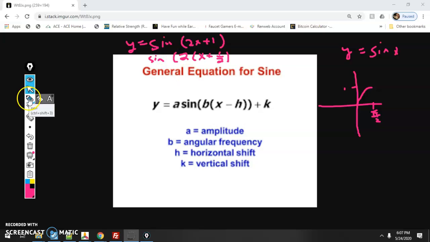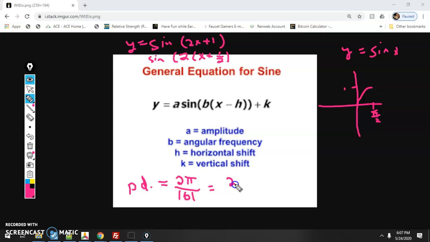B is the angular frequency, and what that tells you, that's the angular frequency every 2 pi. It's a little bit confusing there, because if you remember, there's something else that's not here called the period. The period is how far the graph goes before it repeats on the x-axis, and the basic period is 2 pi for a sine function, but when there is a b inside of it, the period is 2 pi divided by the absolute value of b.